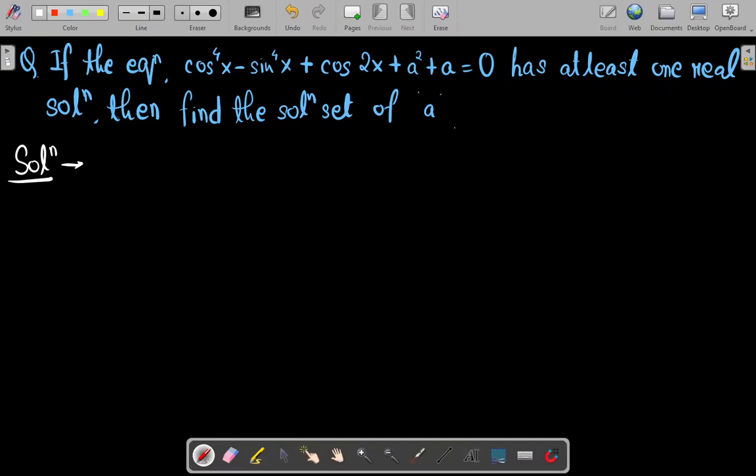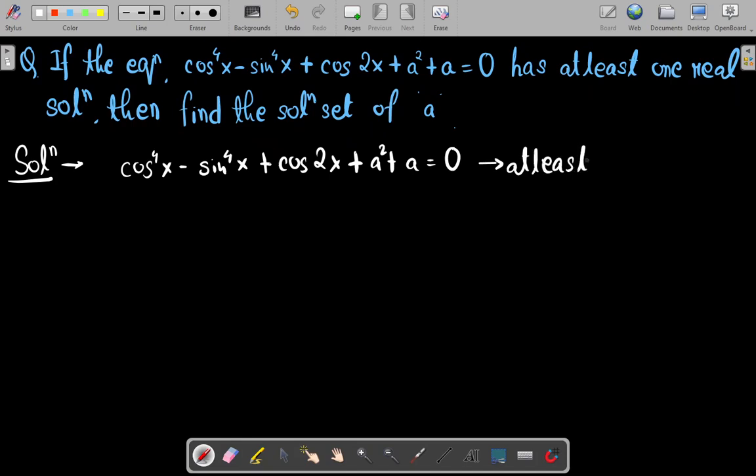Hello everyone. In this question, it is given that if the equation cos to the power 4x minus sin to the power 4x plus cos 2x plus a square plus a equal to 0 has at least one real solution, then we have to find the solution set of a. So the equation is cos^4 x minus sin^4 x plus cos 2x plus a square plus a equal to 0, and this has at least one real solution.